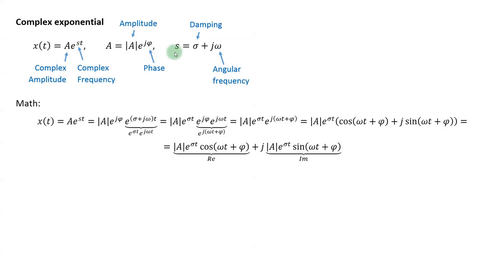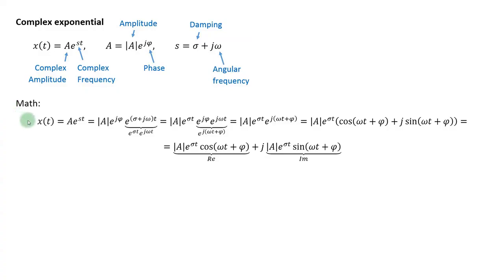The complex frequency is often written in the rectangular form, and the real part, this sigma, corresponds to the damping of sines and cosines hidden in here, and the imaginary part, this omega, corresponds to the angular frequency of the sines and cosines hidden in this complex exponential. Now I will first demonstrate mathematically how to find sines and cosines in the complex exponential, and then I will illustrate it on some pictures.